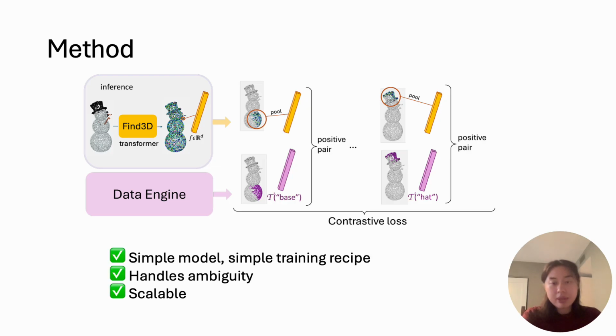So now we have a simple model, simple training recipe, and it can handle ambiguity of language. And finally, it's also really scalable.